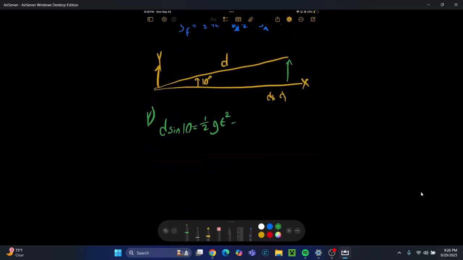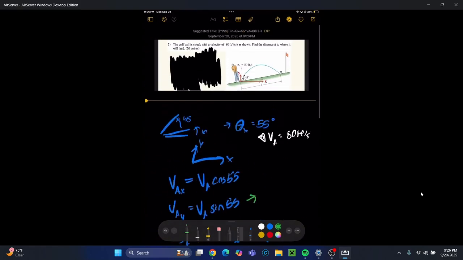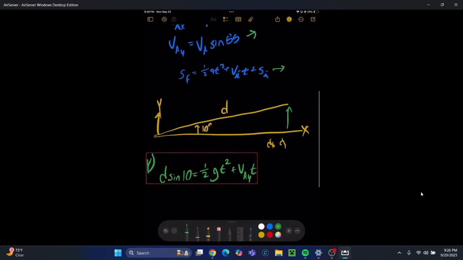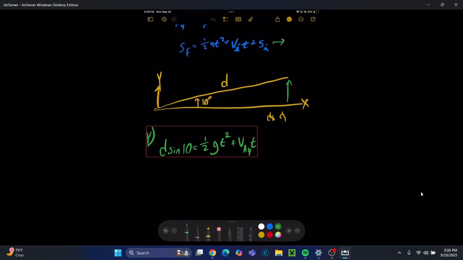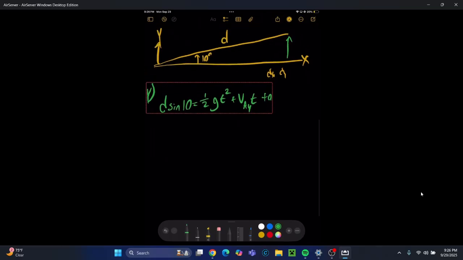So plus VAY t, remember, because it's VIT, plus initial position, but we get to decide what initial position is, so why not just decide it's 0? Because that makes our life so easy. So I'm going to say plus 0, which you don't have to write, but I'm just writing it for you.